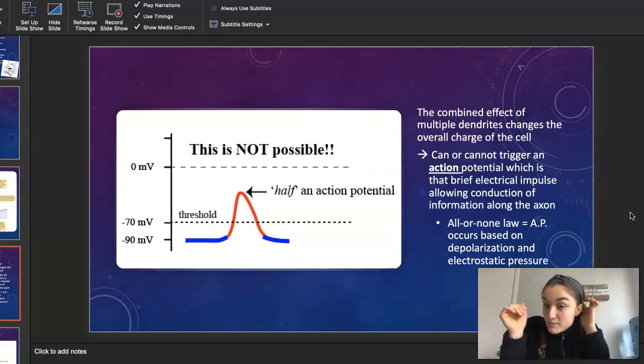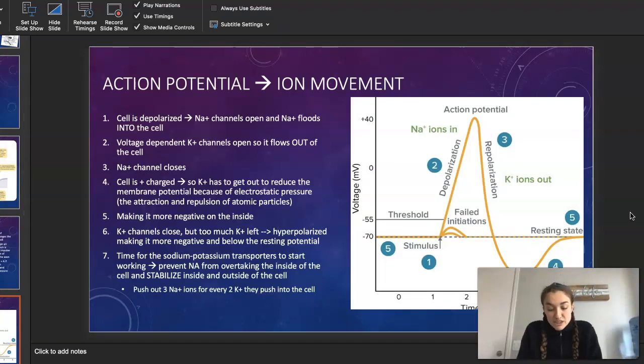The combined effect of multiple dendrites is what changes the overall charge of the cell. So keep note of that. That's what can or cannot trigger this action potential to take place, and that occurs along the axon. All right, so action potential is what leads to this ion movement.